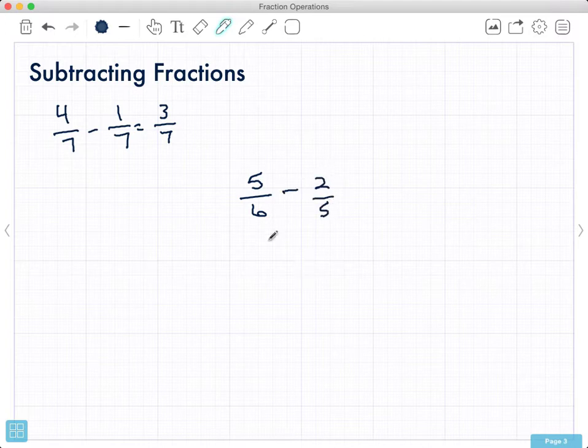we need a common denominator. Again, a multiple of both 6 and 5 that they share. Looking at the bigger number, we have 6, which is not divisible by 5, 12, 18, 24. None of those are divisible by 5. The first number we hit that is divisible by 5 is 30. So a common denominator we could use here would be 30.